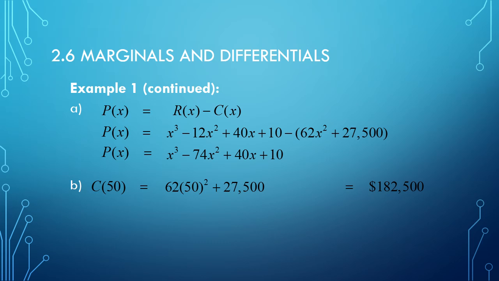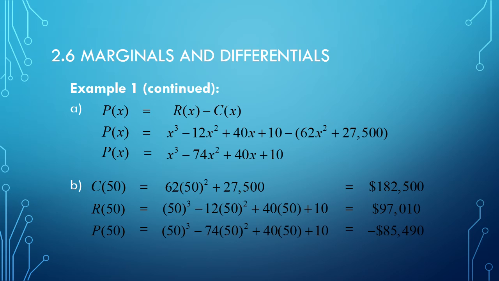Okay, so profit is just revenue minus cost. And then putting in the functions themselves and simplifying, we get that the profit function is x cubed minus 74x squared plus 40x plus 10. The cost of 50 items, just put in 50 to the cost function, 182,500. The revenue from 50 items is 97,010. And then the profit, well, if you didn't notice, we're taking a loss. It's costing more than we're bringing in, so it's negative 85,490.